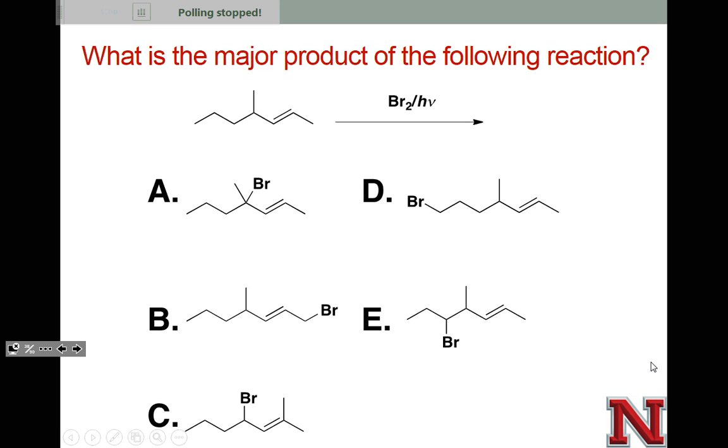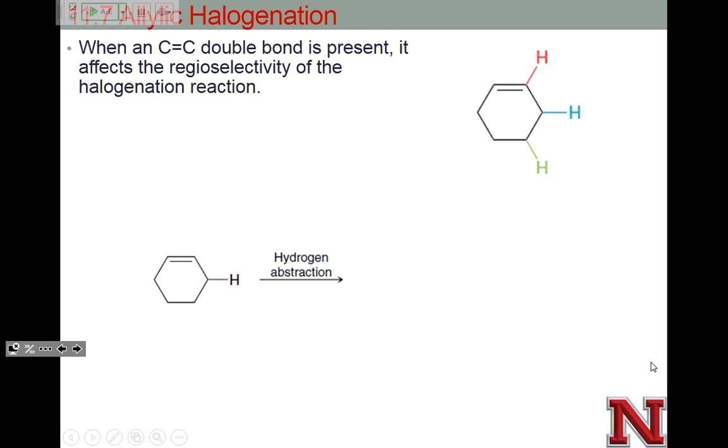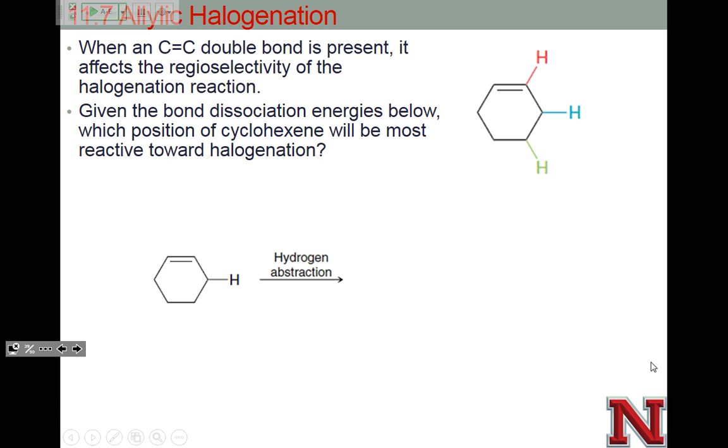The last thing we're going to talk about today is allylic bromination. So looking at these three possible hydrogens, our lowest bond dissociation energy is going to be the hydrogen in blue. And it's going to be the hydrogen in blue because that radical is going to be allylic. It's in resonance with our double bond. And remember, that's going to be a more stable radical.